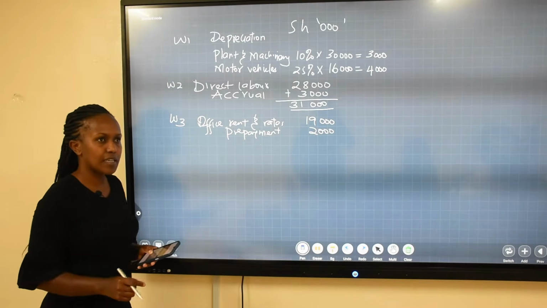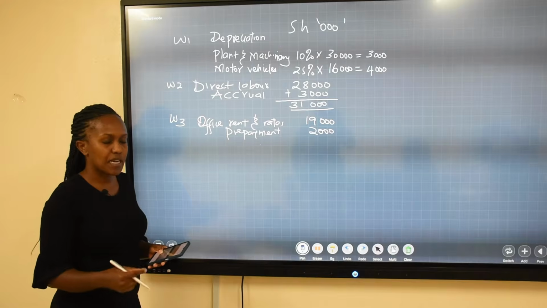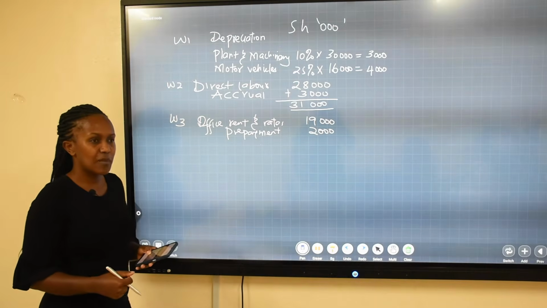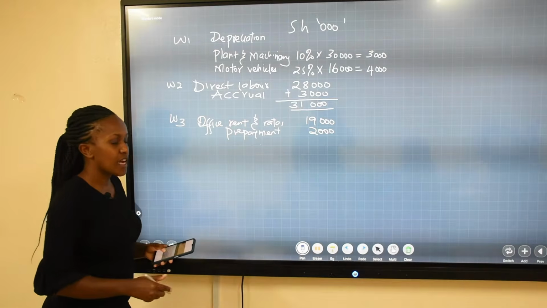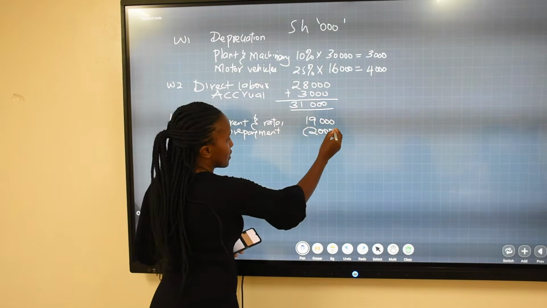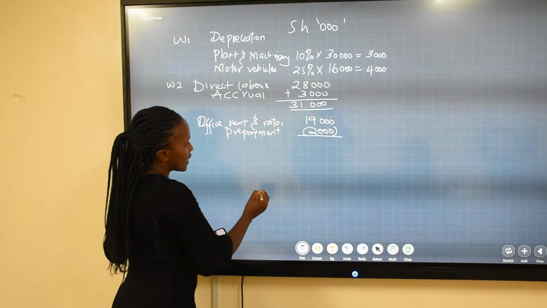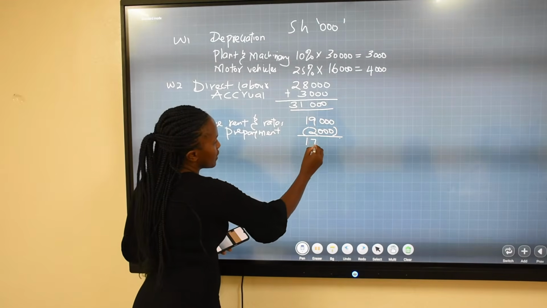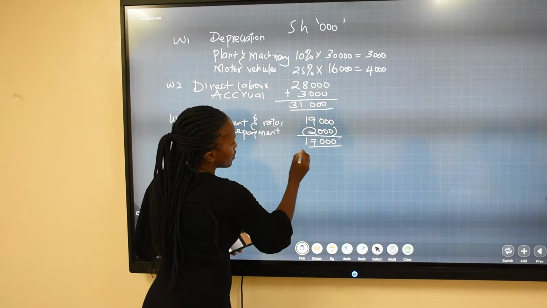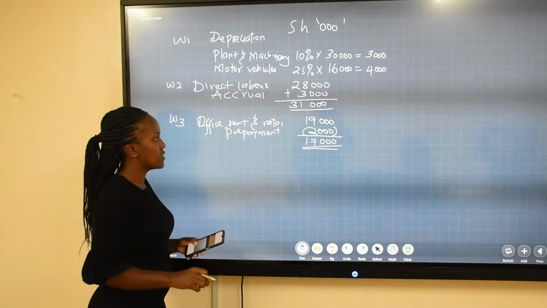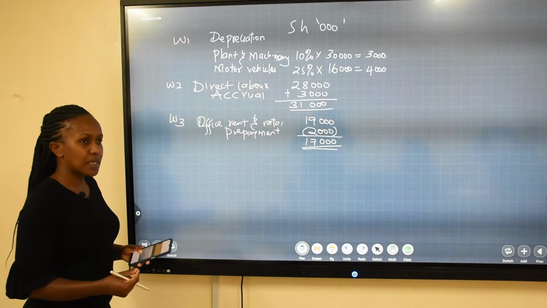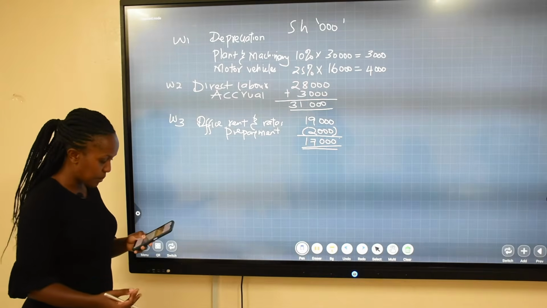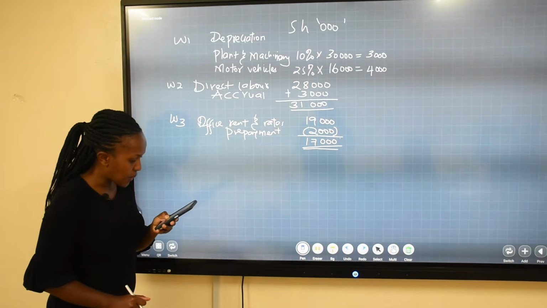What is a prepayment? This is an expense not yet incurred but has been paid for in cash, meaning that we are going to incur it in the next period. Therefore, we are going to subtract. So for the prepayment, we less, and the amount of that expense in this period is 17,000. The 2,000, despite being paid, belongs to the next period. It is a prepayment. And those are our 3 workings.